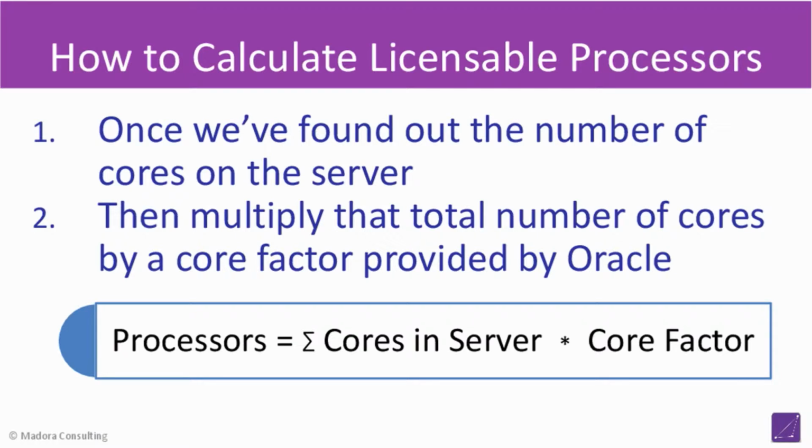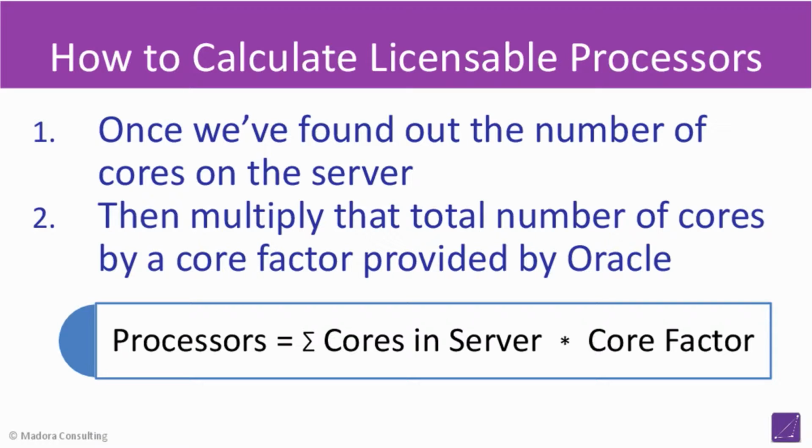So once you've worked out the total number of cores, for example, a server with 2 dual core processors will have 4 cores in total. And you can use that to calculate the number of processor licenses required. So you take that total number of cores, multiply that by the core factor. Now the core factor is provided in a table by Oracle and regularly updated. And as you might not have a copy of that in front of you, we'll look at a few examples.